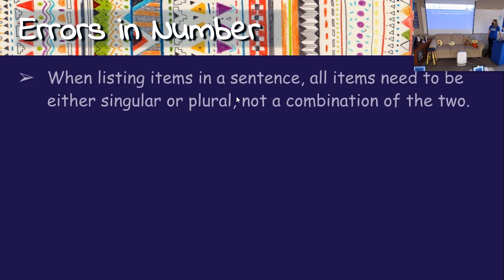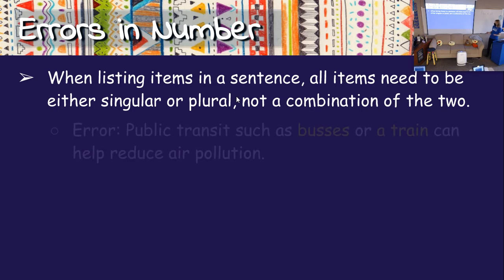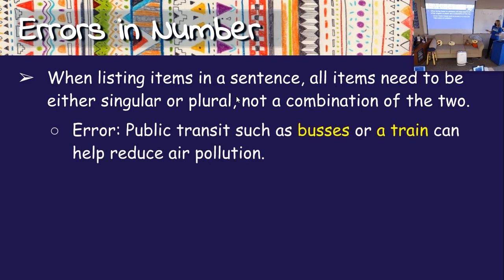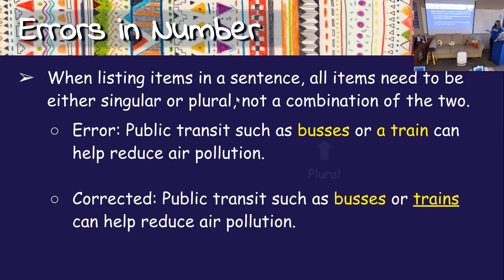All right, the next kind of error you're going to see is an error in number. So when we list items in a sentence, all of the items either need to be singular or they need to be plural, not a combination of the two. So here would be an example of an error. Public transit such as buses or a train can help reduce air pollution. So in that example, we've got a plural and then we've got a singular. Okay, that's not parallel. We need it consistent.